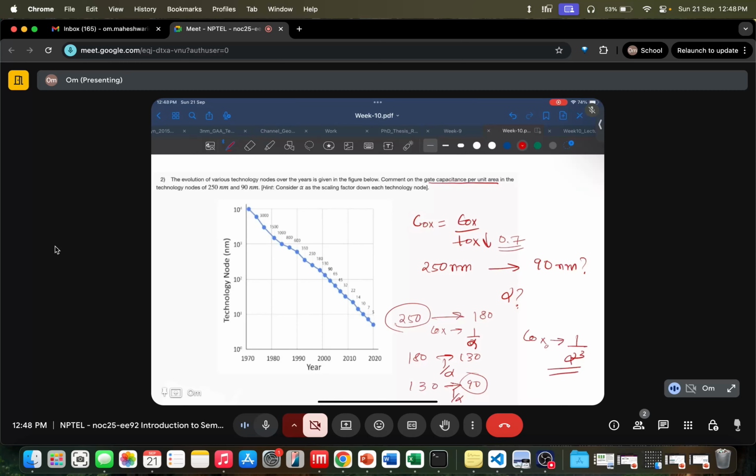So Cox 90 is 1 by alpha cube of Cox 250. This is the relation that we have to find.